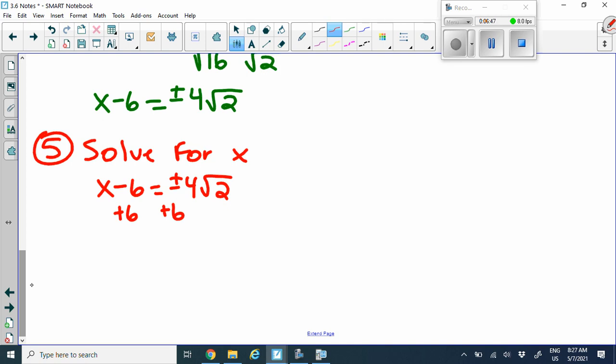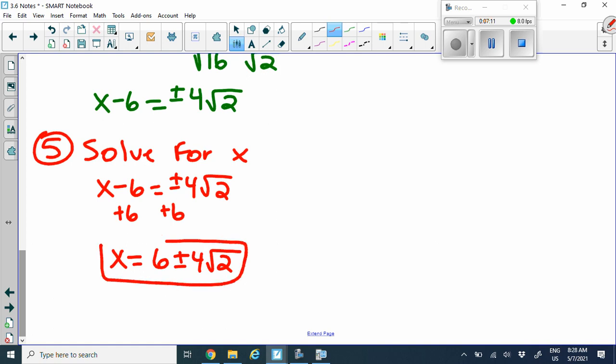Instead, anytime you either add or subtract a number to the other side at this point, we need to put it in front of the plus minus sign. So I have x equals 6 plus minus 4 square root of 2. And then this represents our two solutions: 6 plus 4 square root of 2 and 6 minus 4 square root of 2. And this would be my final answer.